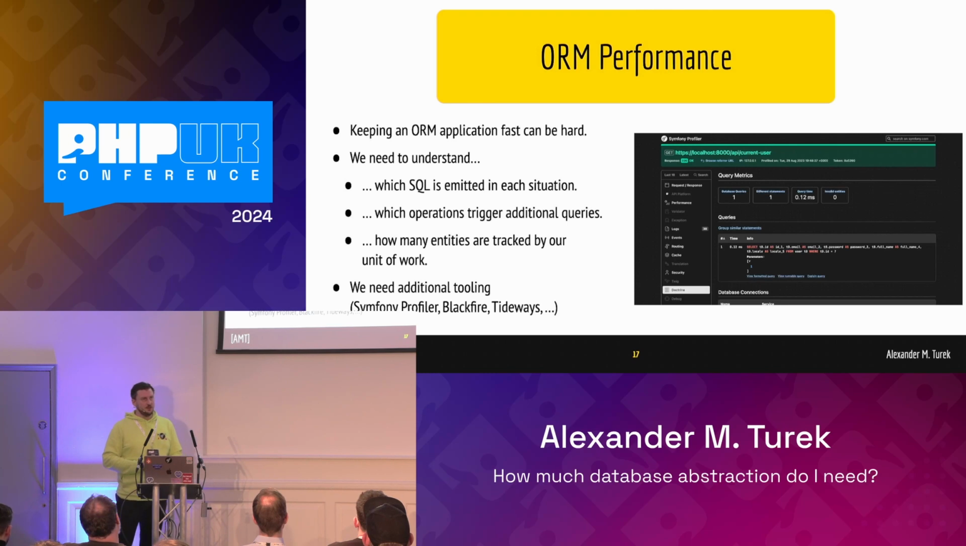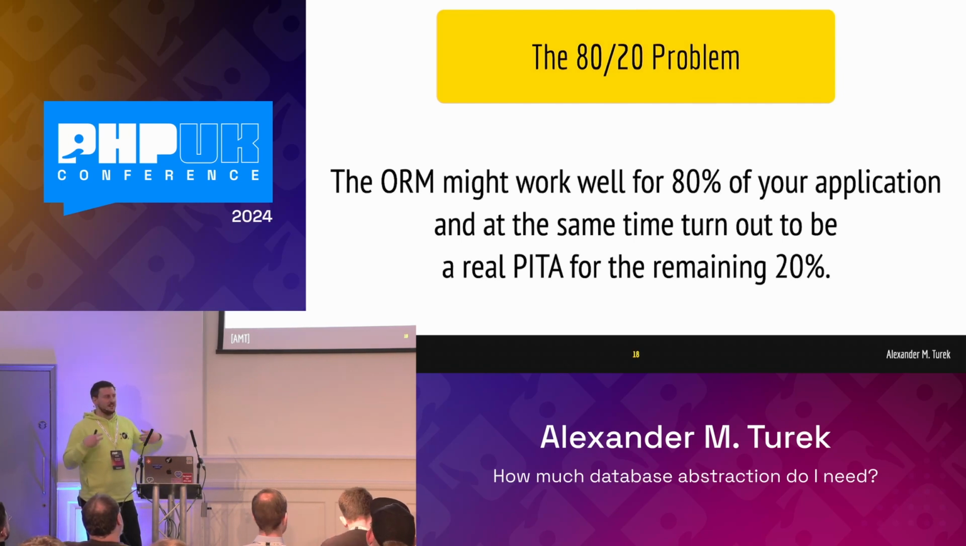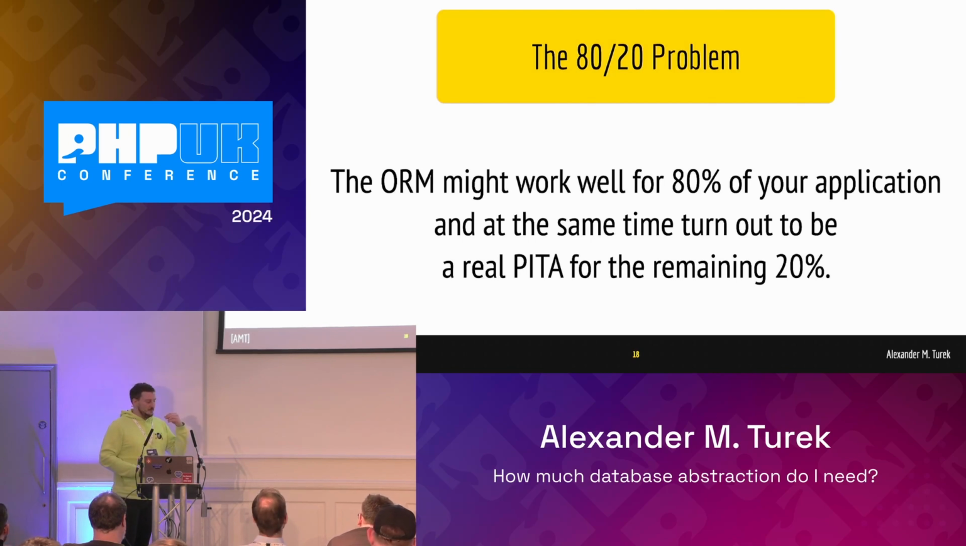And there are probably also certain operations where the ORM really gets in my way. This is what I would call the 80-20 problem. The 80-20 problem is something that I think occurs in multiple ways during software development, but it applies in particular to the ORM. The ORM might work well for like 80% of the use cases that I have in my application, and for the rest of the use cases that I have, it can really be a pain in the ass. It could get in my way.